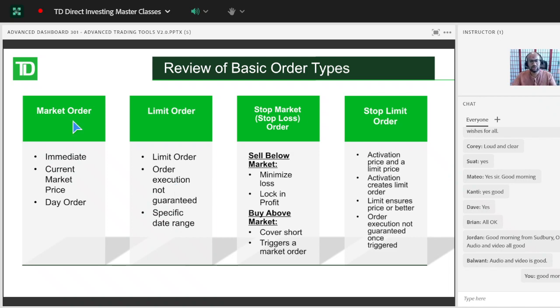All right. So this is what market and limit orders are. These two orders basically form the foundation of every other order that we're going to be talking about today. So I just want to make sure everyone understands these a-okay.